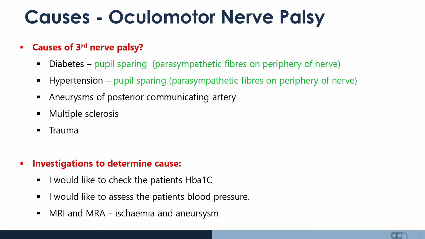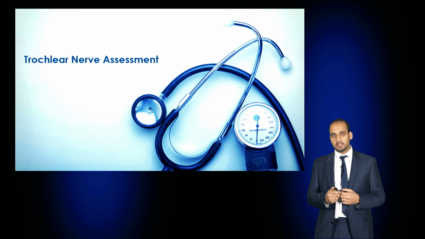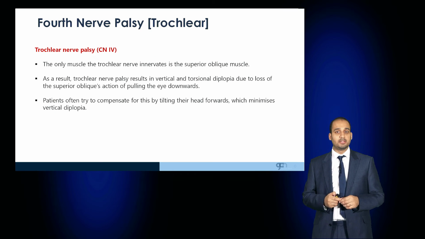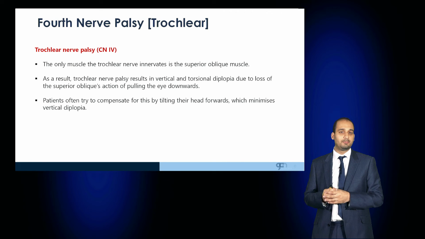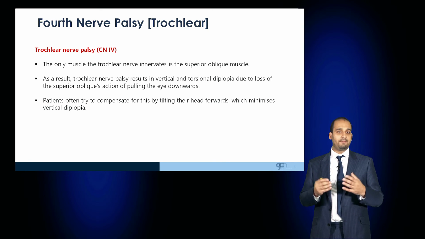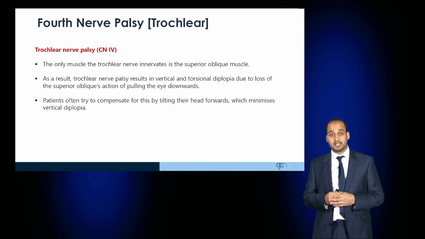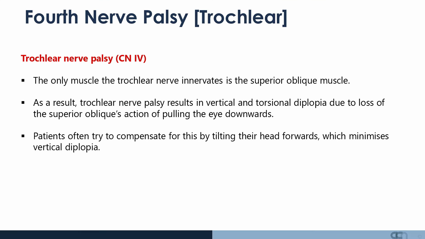The trochlear nerve, or the fourth cranial nerve, as we mentioned, innervates the superior oblique muscle, and if the trochlear nerve is damaged in isolation, that would result in vertical and torsional diplopia due to loss of the superior oblique's action of pulling the eye downwards. Patients try to compensate for this by tilting their head forward, trying to minimize vertical diplopia.